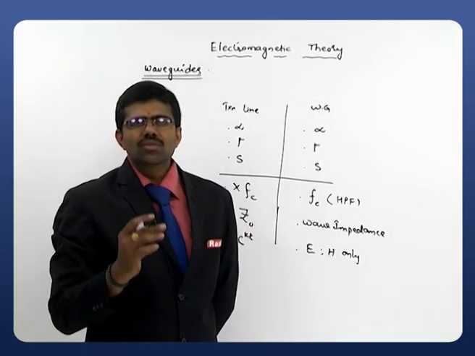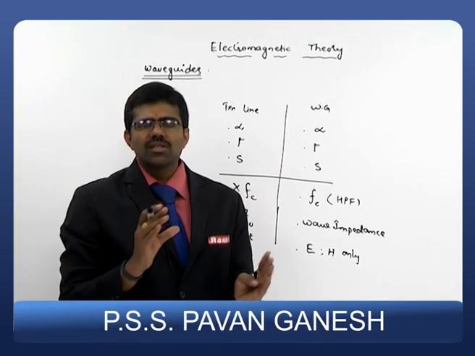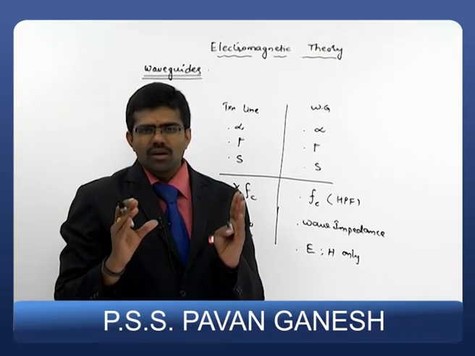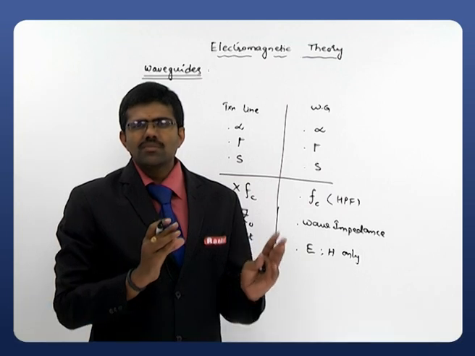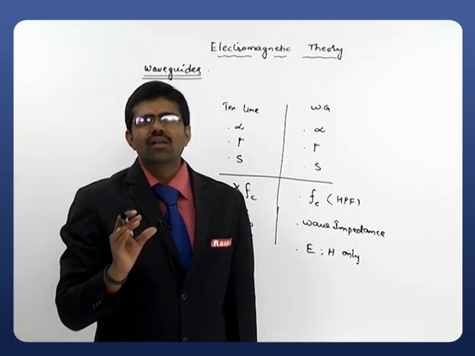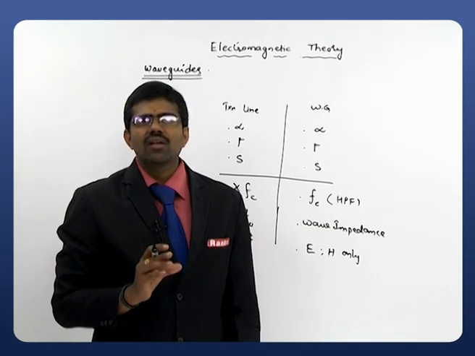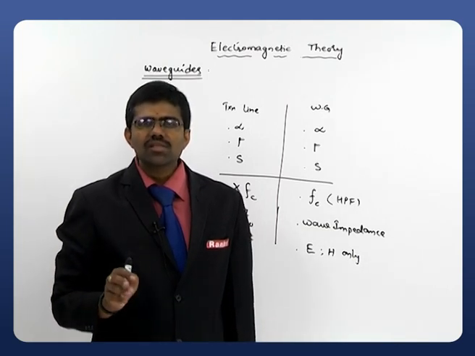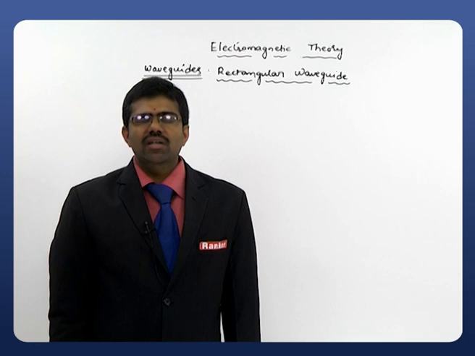Like this, we can observe different similarities and dissimilarities between waveguides and transmission lines. With this simple introduction, we will go for a special type of waveguide called a rectangular waveguide, and the analysis of the rectangular waveguide based on different equations we will go through. We will discuss rectangular waveguides.